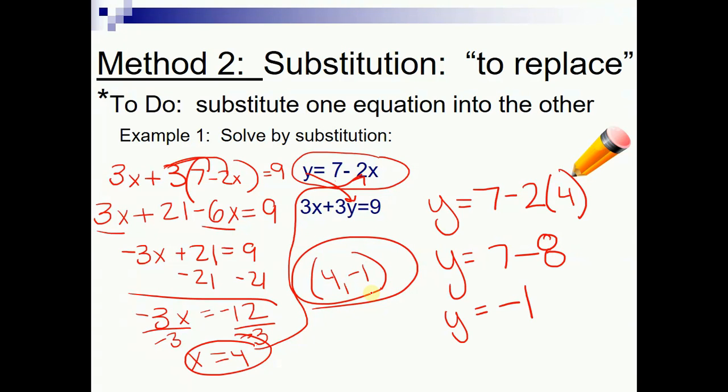How can you check this to make sure you're doing it correctly? What you could do is take those 2 points, 4 and negative 1, and plug them into both equations. They should work out. If they don't, algebra somewhere got messed up.